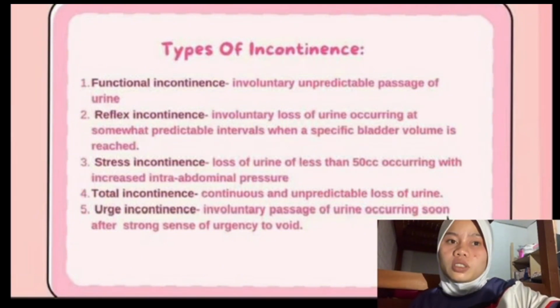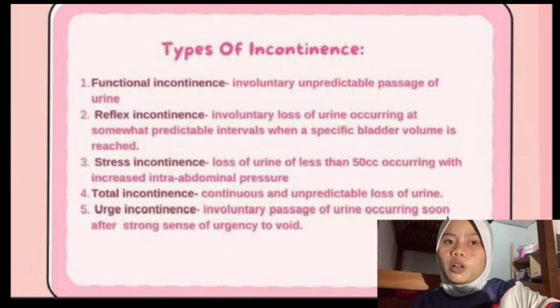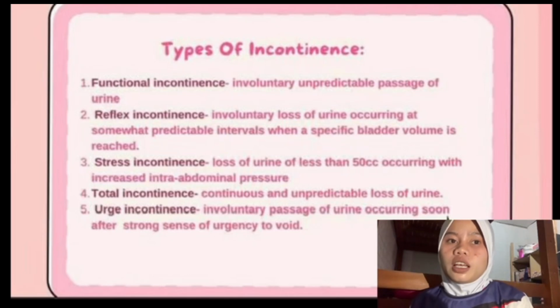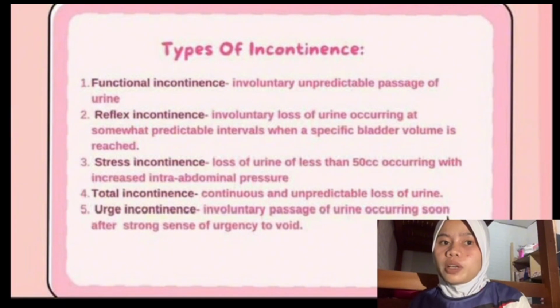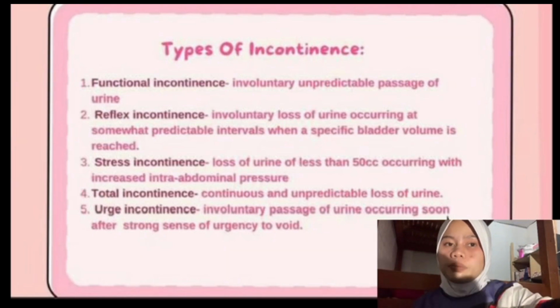So number 4 is total incontinence. This type involves continuous and unpredictable loss of urine. It could be caused by a serious medical condition like an abnormal connection between the bladder and another body part, a condition known as a fistula, or severe damage to the bladder muscle.